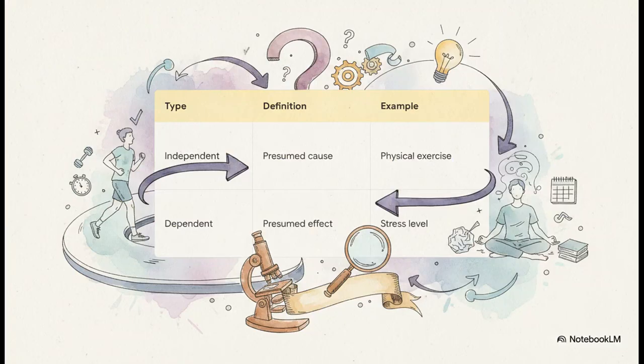When you're looking at those variables, the 2 heavy hitters you'll deal with are the independent and dependent variables. Think of the independent variable as the presumed cause or the predictor, like regular physical exercise. The dependent variable is the presumed effect, the outcome that you are actually measuring, like the stress level among college students. You have to clearly, meticulously separate the cause from the effect in your mind before you can even think about moving forward to drafting your statement.